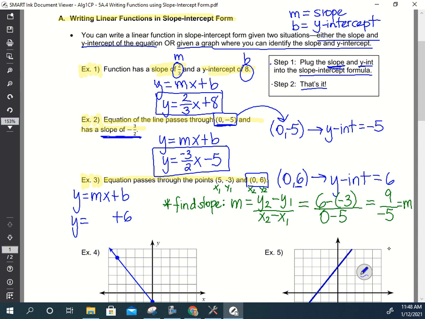So your slope is 9 over -5. Here's your equation. Any questions on example 3?